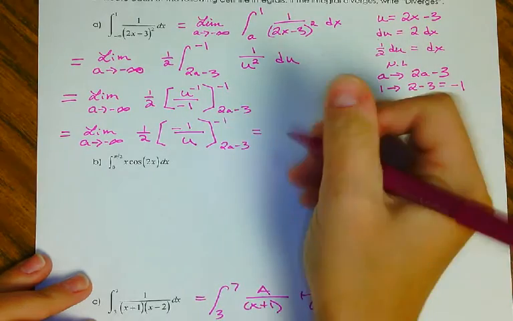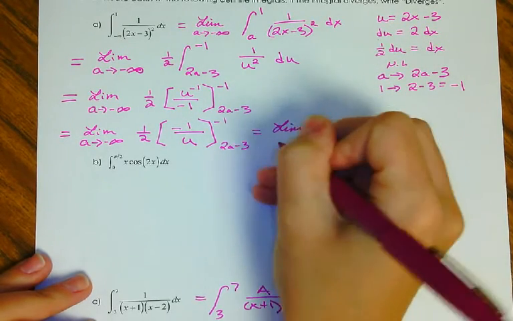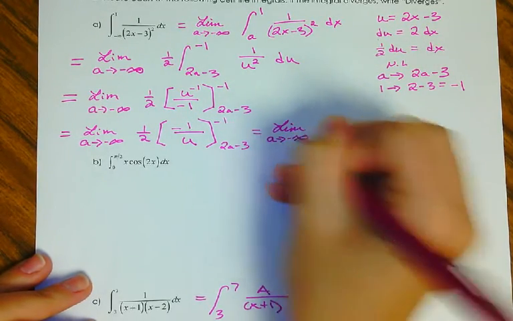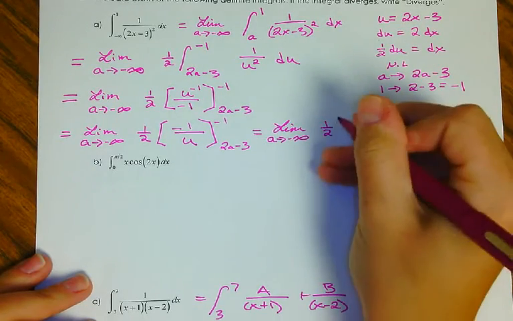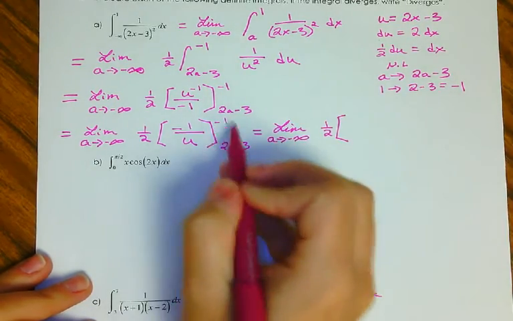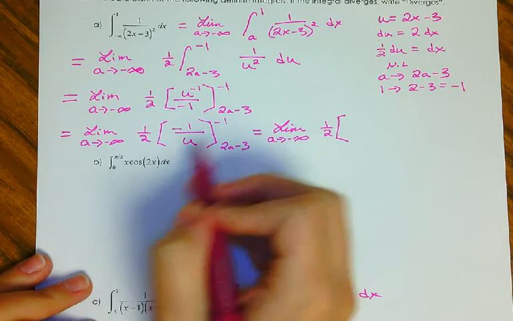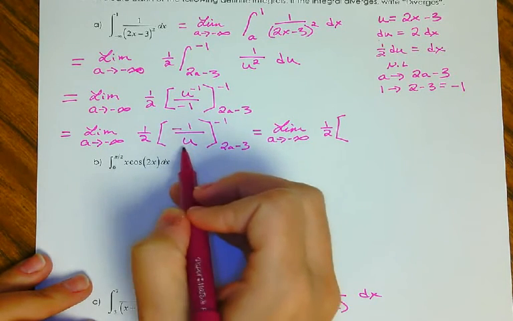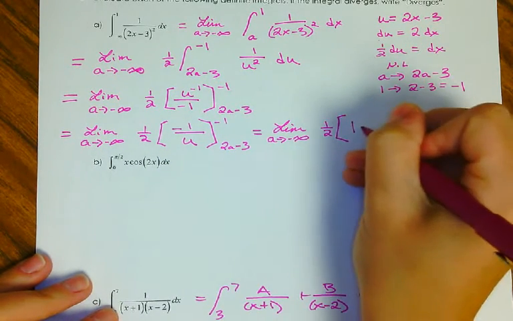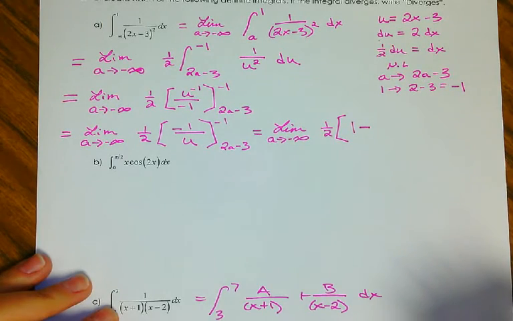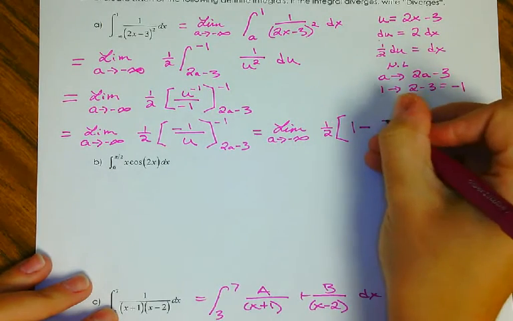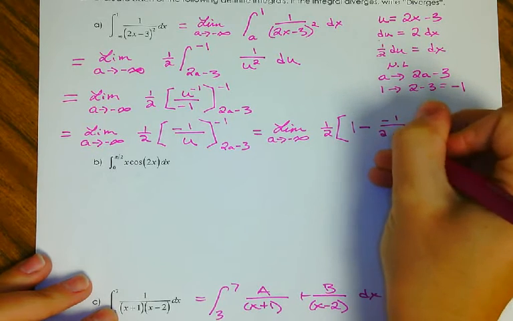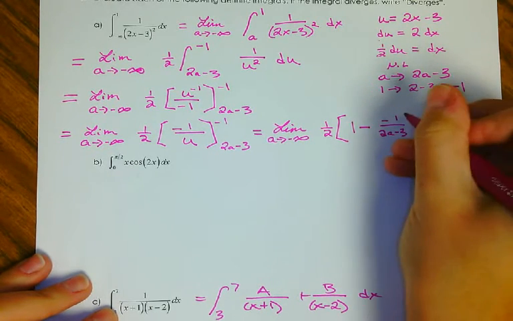I'm running out of space, so I'll have to go over here. This is equivalent. Again, that limit just gets recopied this whole time while I'm dealing with this integral. The fundamental theorem of calculus means I plug in the top number. When I plug in that top number, I get negative 1 over negative 1, which is 1, minus, because that's what the fundamental theorem says to do, then I plug this in for u. So it's negative 1 over 2a minus 3.